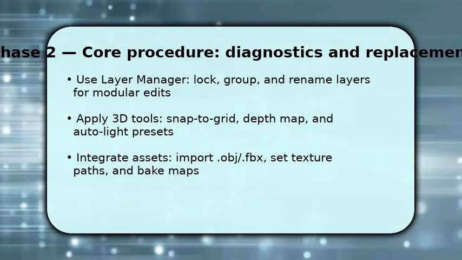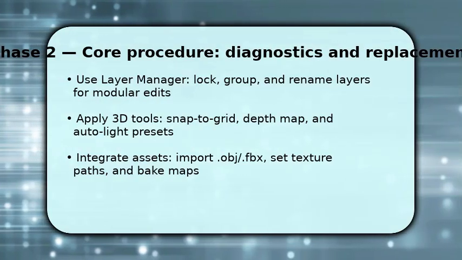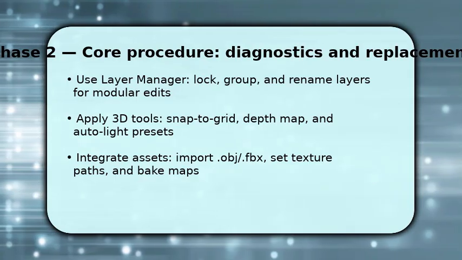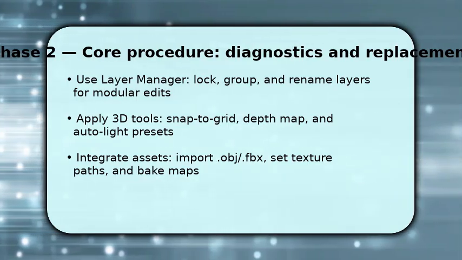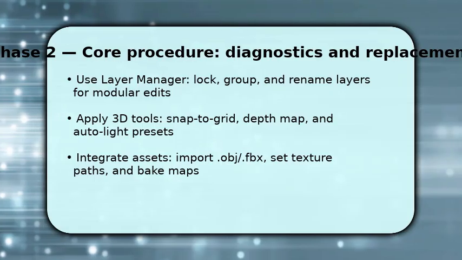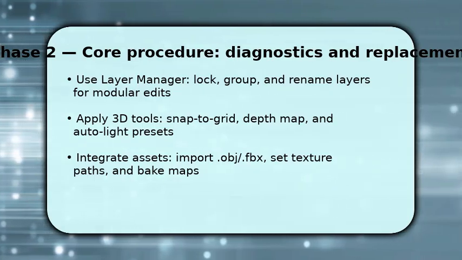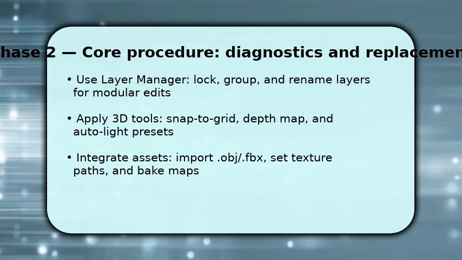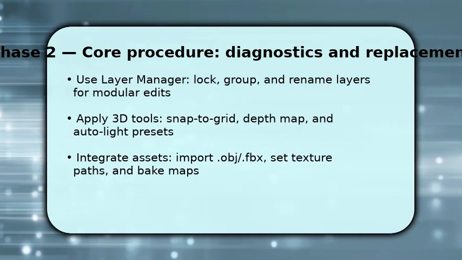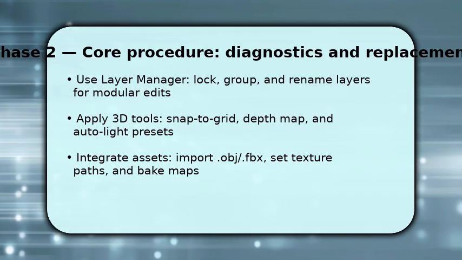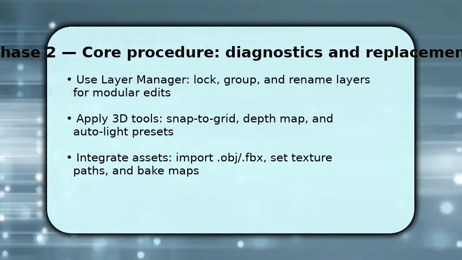You now build the scene by organizing layers and assets methodically, lock non-essential layers, group related parts, and rename items for quick access. Next, use 3D tools like snap-to-grid and depth maps to position elements precisely. This matters because small offsets compound during lighting and physics. Then apply an auto light preset to preview mood while keeping intensity adjustable.